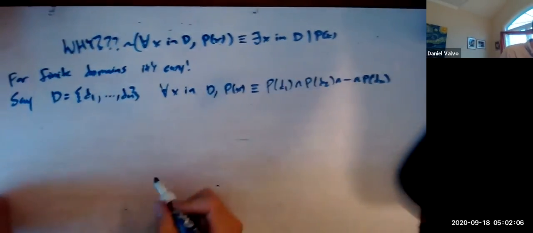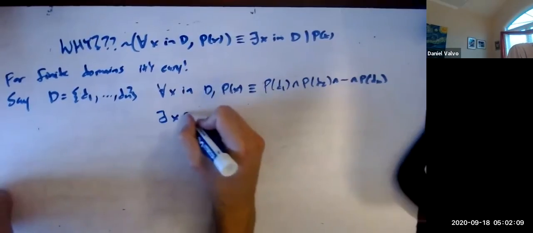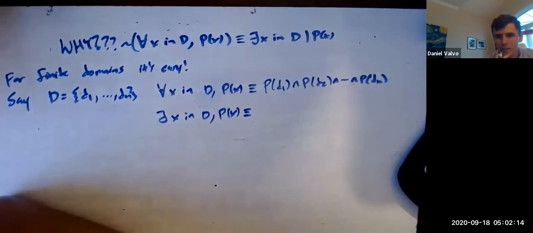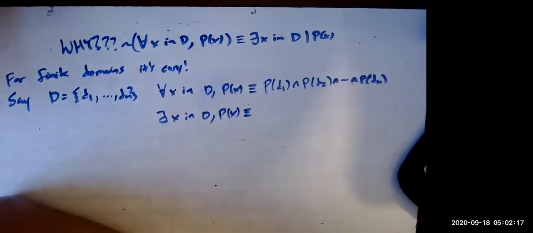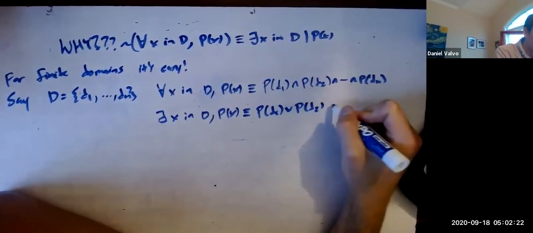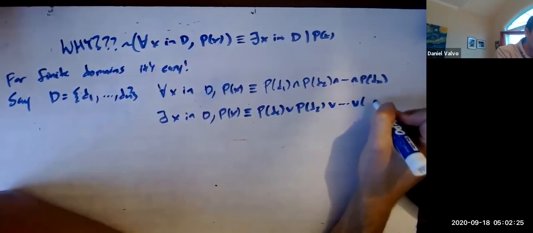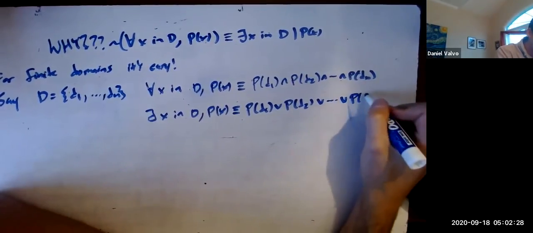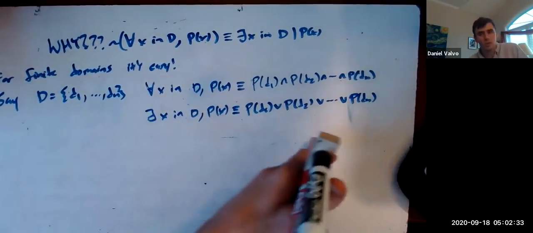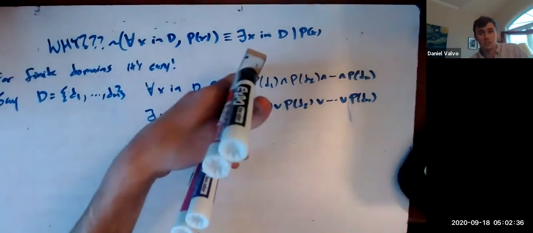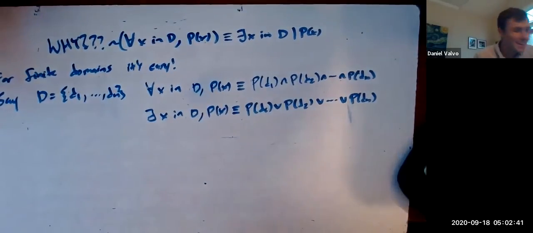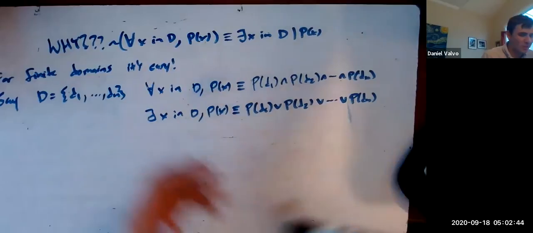Now, there exists x in D such that P of x. What's that saying now? That's saying or. Yes, exactly. For all corresponds to and, and there exists corresponds to or. One of them's got to be true: this one, or this one, or this one. Just one of them. And here they all have to be true: this one, and this one, and this one. For all is and, there exists is ors.